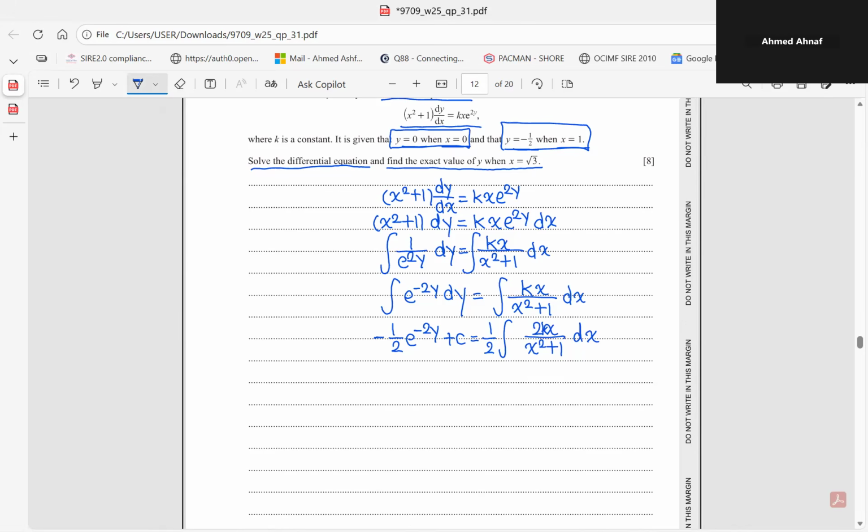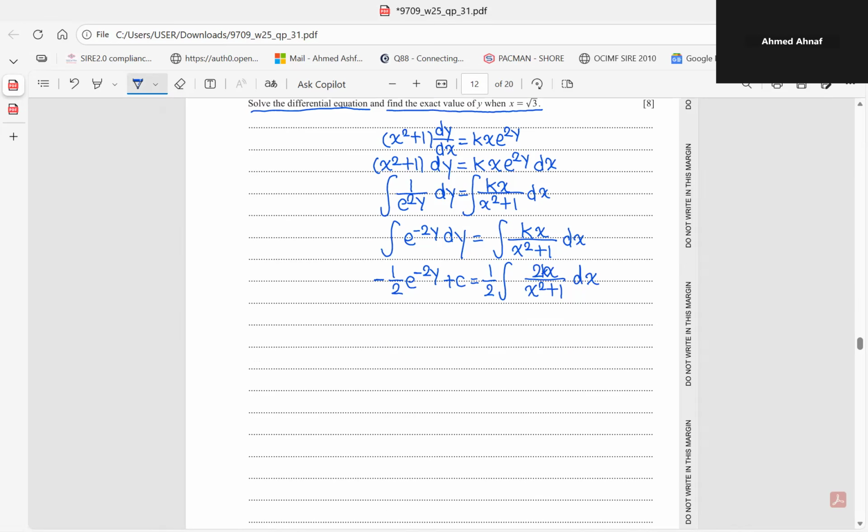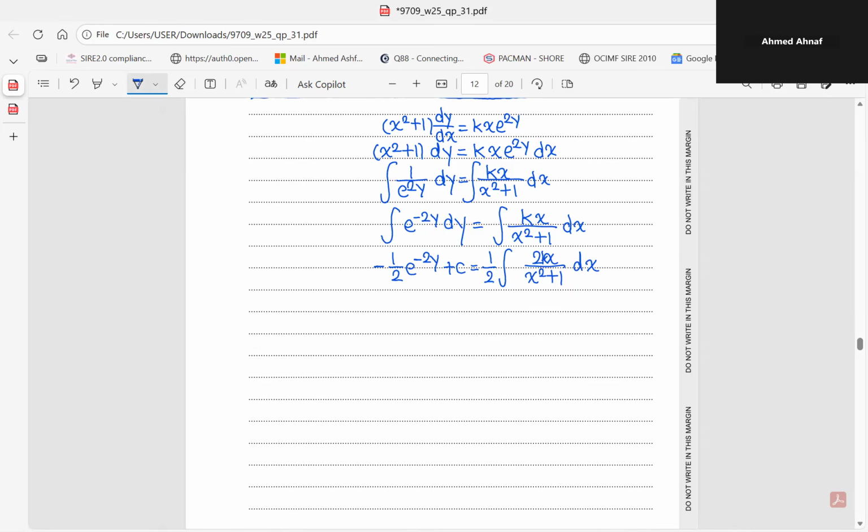Okay, so enough of all that. Now we are ready to integrate. So, okay, first we should remove the k as well. So now we have k over 2 outside of the integral. So now we just have to integrate 2x over x squared plus 1. So that is very simple. It's in the form f prime x over f x. So it's just ln of x squared plus 1.